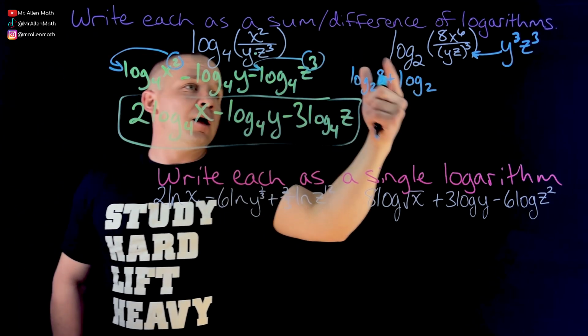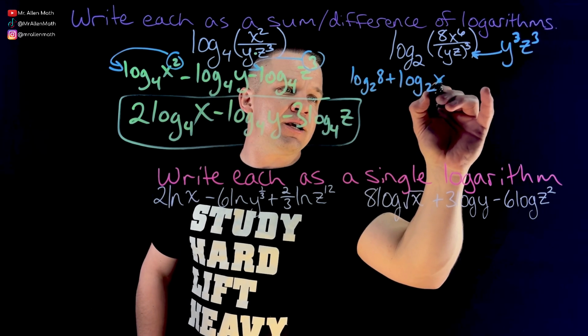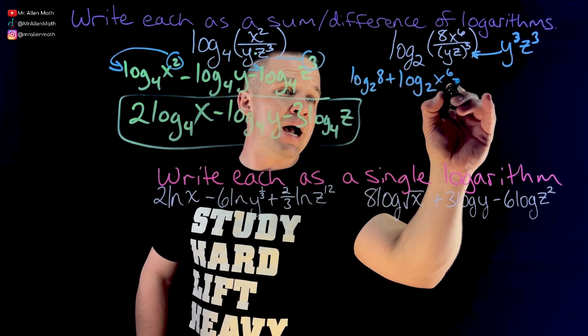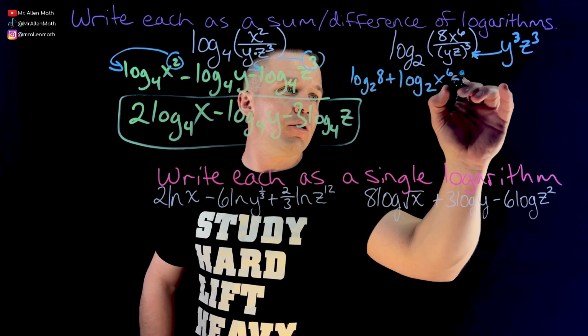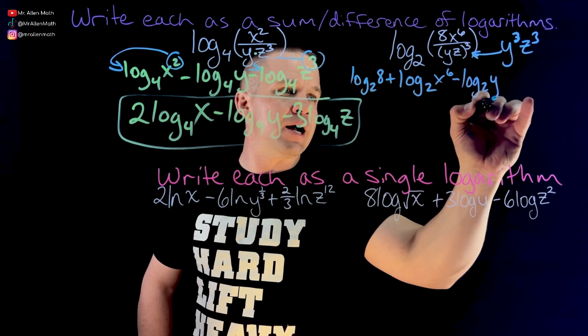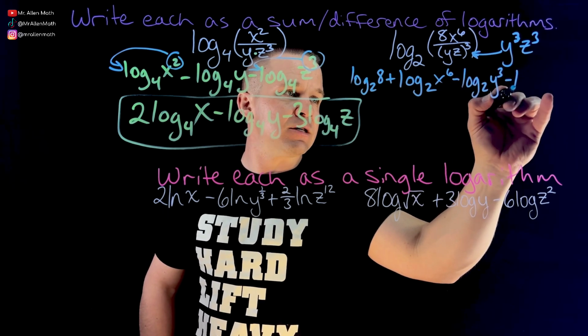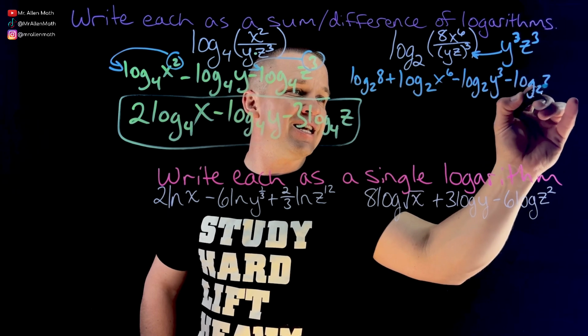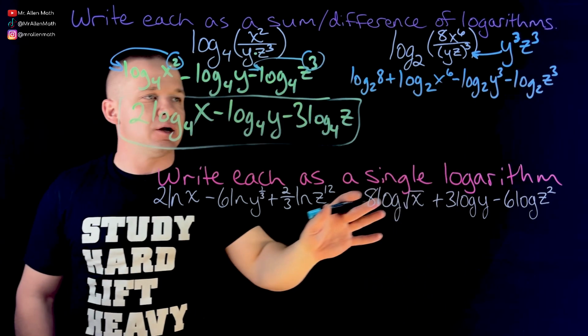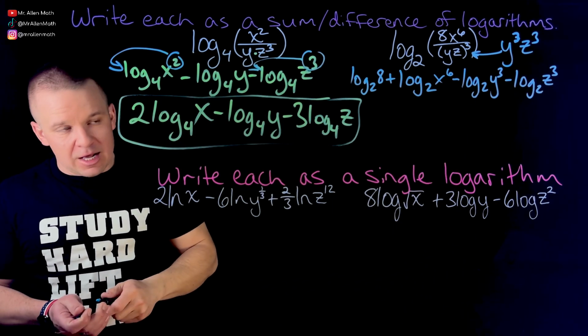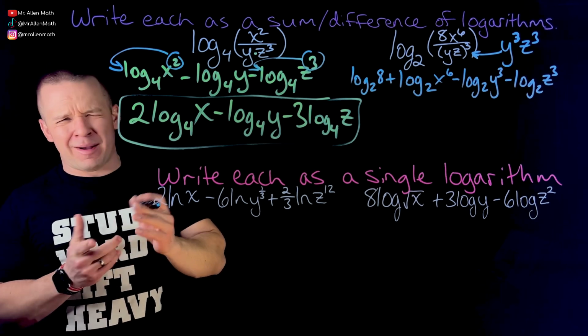All right. Then I got x to the 6th here. And then let's see here, minus, because we're dividing, minus log base 2 of y to the 3rd. And then minus log base 2 of z to the 3rd. Okay, so there we go. 4 things here. Now, what's next? I'm about to put my marker away like I'm done.